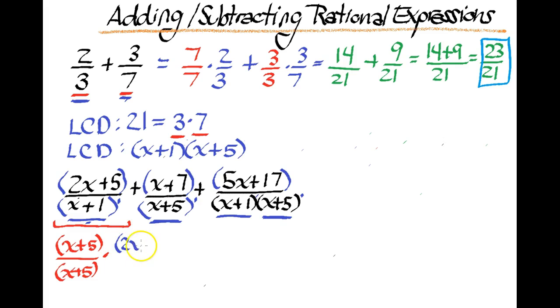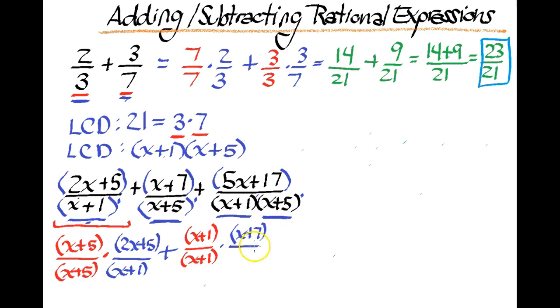Okay, so now I want you to take a look at the factors of our second term. We have an x plus 5 here. If we compare it against our LCD, the factor that we're missing is an x plus 1. So we need to multiply our second term by x plus 1 over x plus 1. And then if you take a look at our last term and compare the denominator, here we have an x plus 1 and an x plus 5. We're not missing any factors, so we are just going to rewrite that one the way it is.